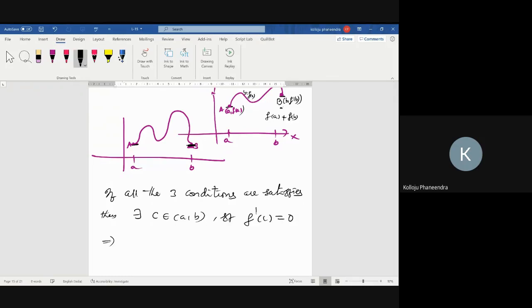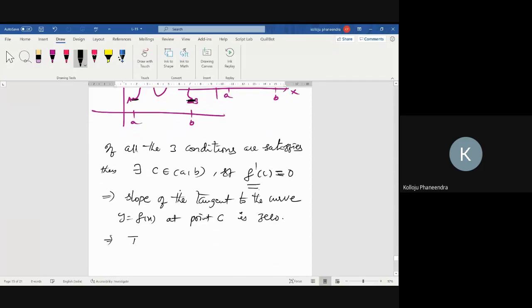F dash c equal to 0 means what? F dash means derivative, which is the tangent. F dash c equal to 0 means that the slope of the tangent to the curve y equal to f of x at point c is 0. Slope of the tangent is 0 means the tangent is parallel to the x-axis.